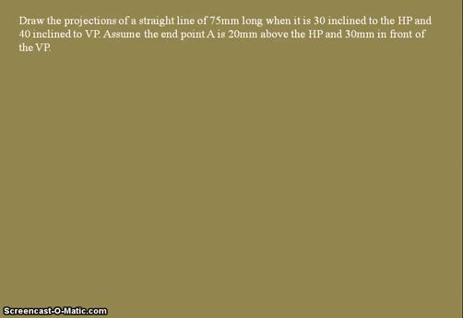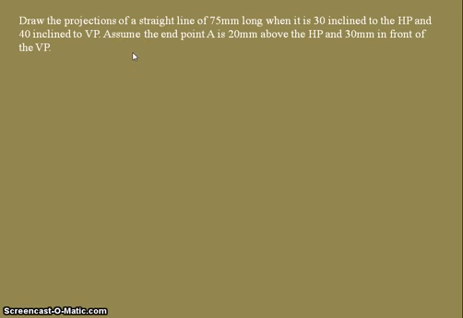Hello everyone. Now we are going to discuss again about the projections of a straight line when it is inclined to both planes. So here is the example problem. We need to draw the projections for a straight line of length 75 mm when it is inclined 30 degrees to the horizontal plane and 40 degrees inclined to the vertical plane.